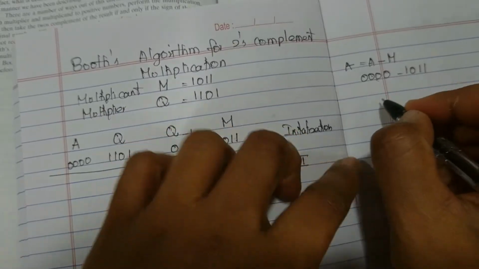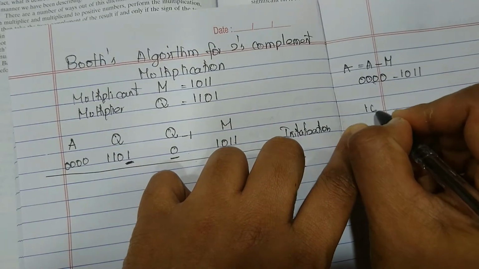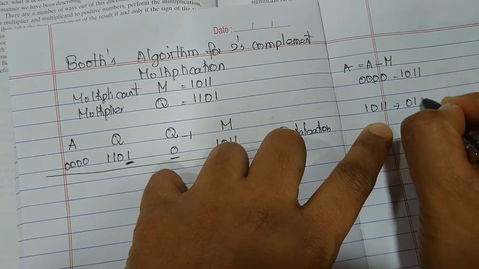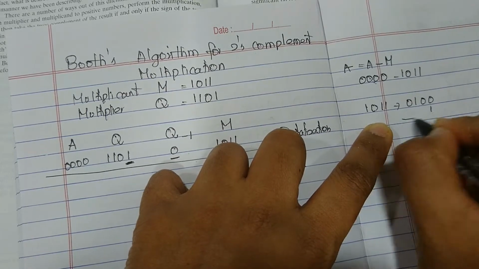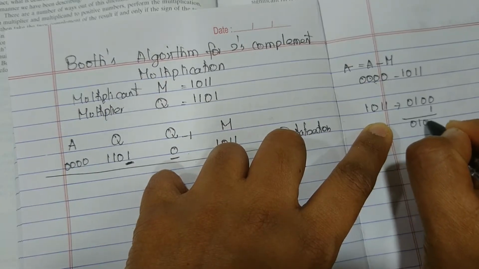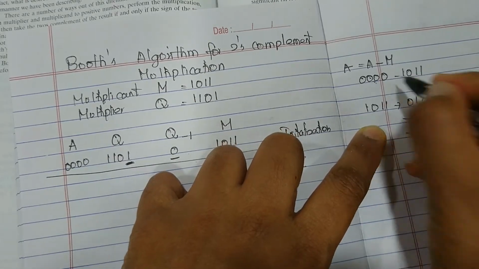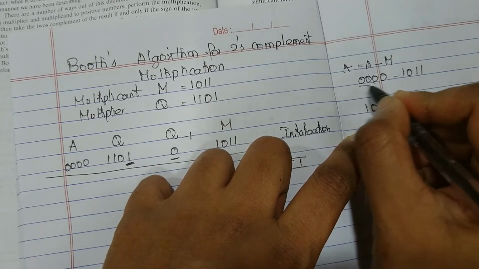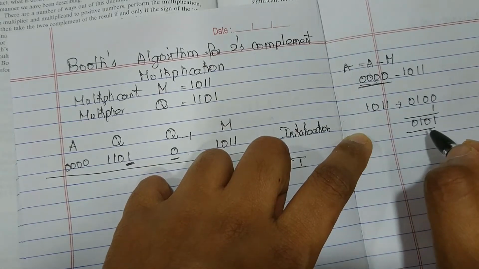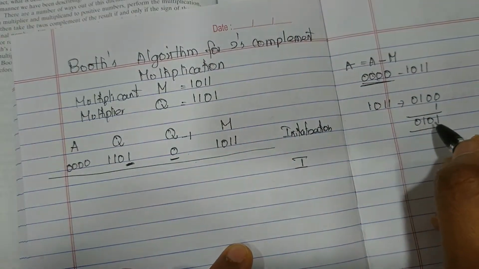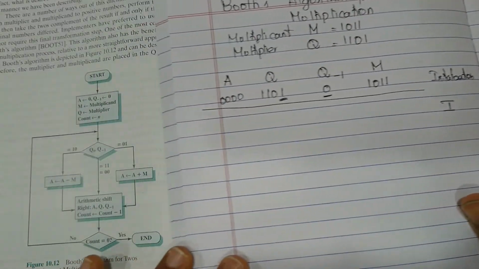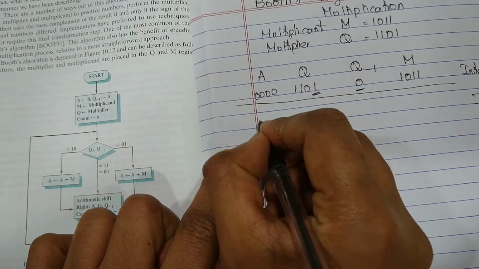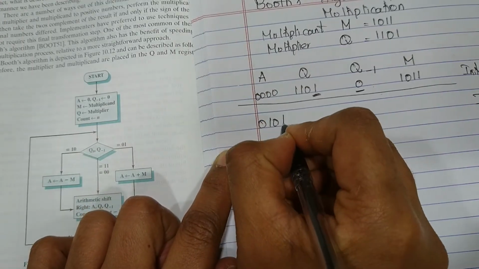So take the 2's complement of 1, 0, 1, 1. First you take the 1's complement, 0, 1, 0, 0. Add a 1. You will get 0, 1, 0, 1. So this one you add with A. Of course A is 0, so when you add it with 0, you get the same number, 0, 1, 0, 1. So that is the A value. So now I know the A value, 0, 1, 0, 1.